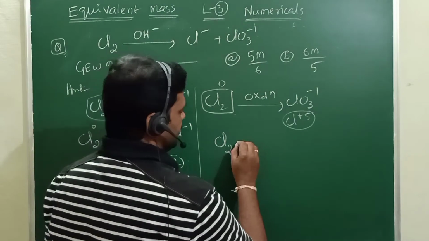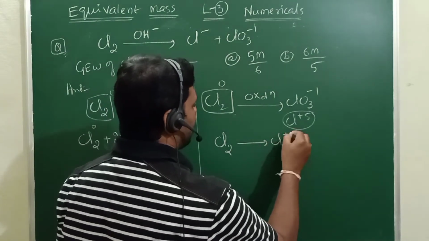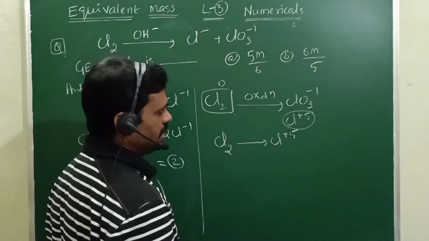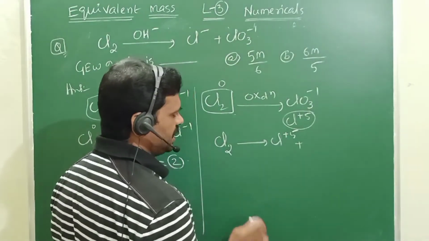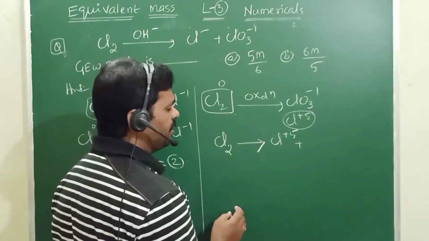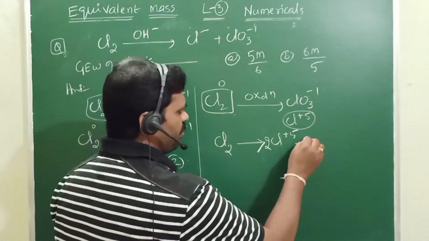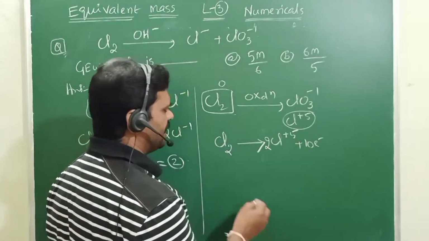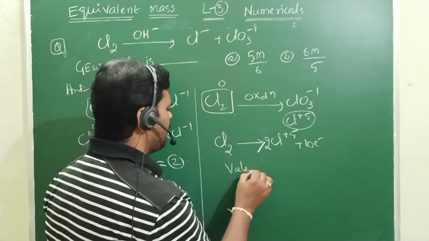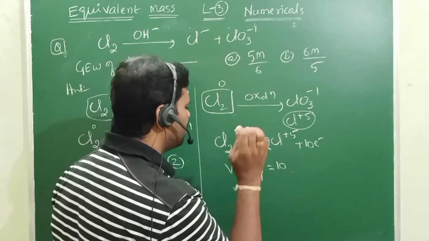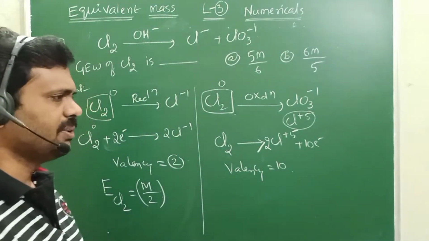Cl2 is converting into Cl plus 5. It is undergoing oxidation by loss of 5 electrons, but this is for 1 chlorine. Here there are 2 chlorines, so how many electrons are transferring? 10 electrons are transferring. Therefore, the valency factor is equal to 10. Here the valency is equal to 10.